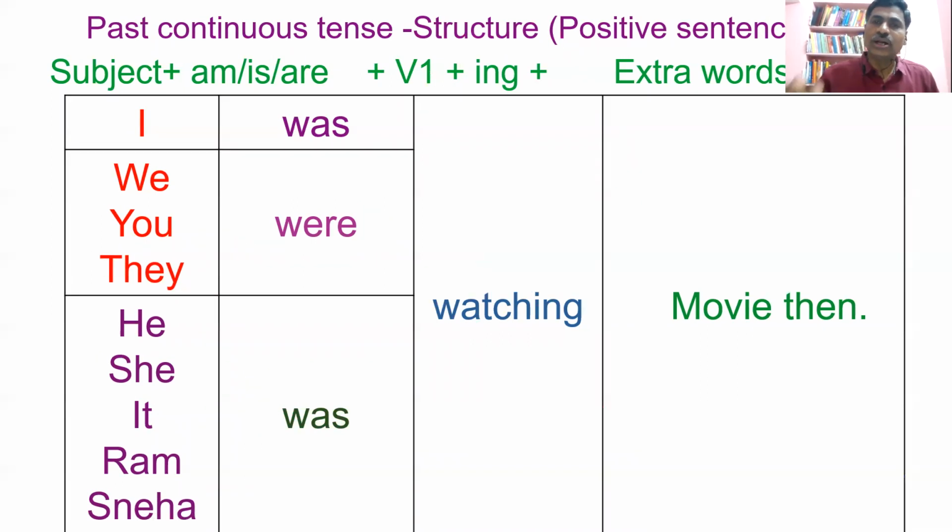So this is the past continuous tense structure: subject, past be form, verb form, and everything. So in all continuous tenses, it is subject, the be form, verb form, and some object or extra words. If it is present tense, the present be form will be there. If it is past tense, the past be form will be there. If it is future tense, the future be form will be there. So if you learn present continuous tense properly, past continuous and future continuous tenses are the same. Only the be form changes. That you have to keep in mind. This is the positive sentence.